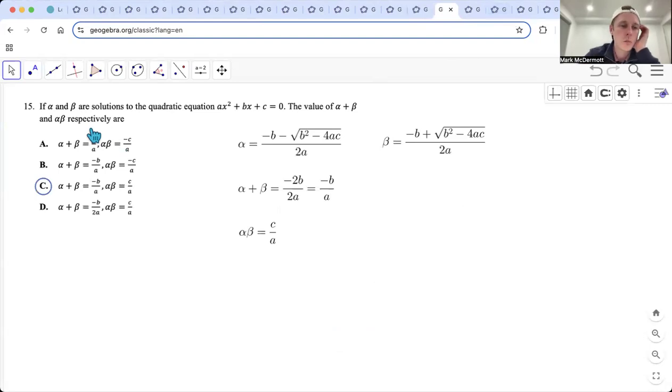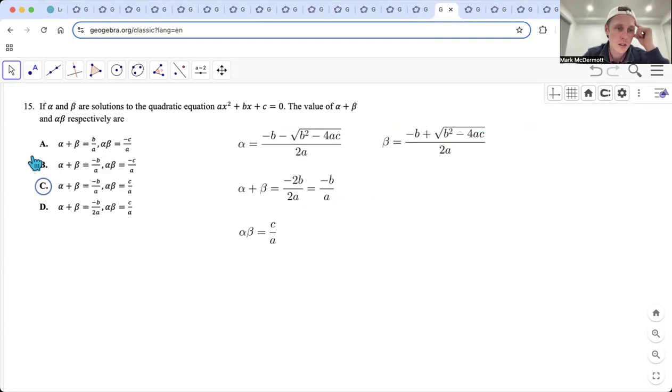Okay, if alpha and beta are solutions to the quadratic equation ax squared plus bx plus c equals 0, the value of alpha plus beta and alpha multiplied by beta respectively are. Solutions to the quadratic equation is the quadratic formula. One of the solutions is the negative component of the quadratic formula, and the other solution is the positive component. If you add them together, the square root parts go away. You get negative b minus b, which is negative 2b, all over 2a. Cancel the 2s out, you get negative b on a.